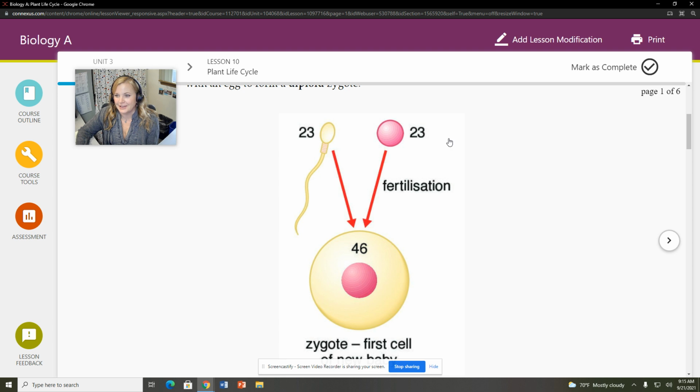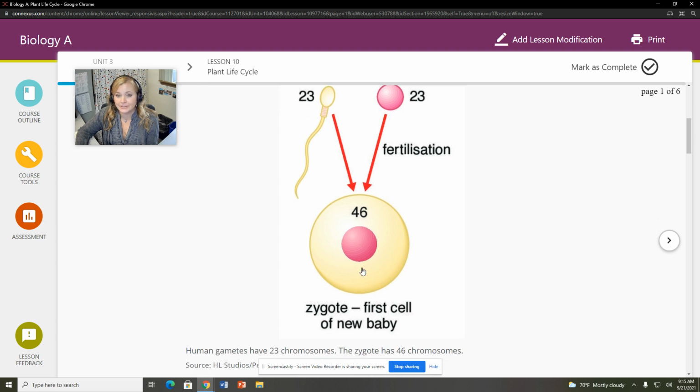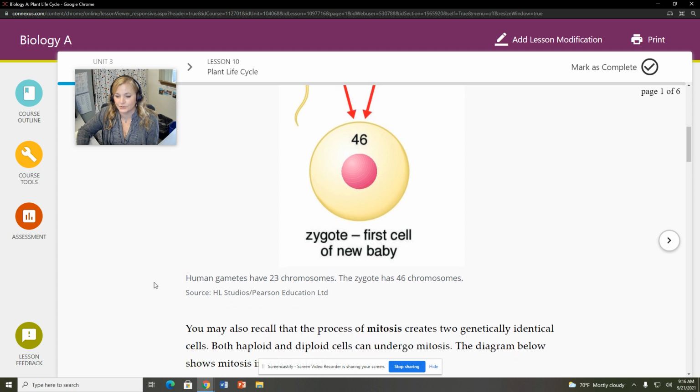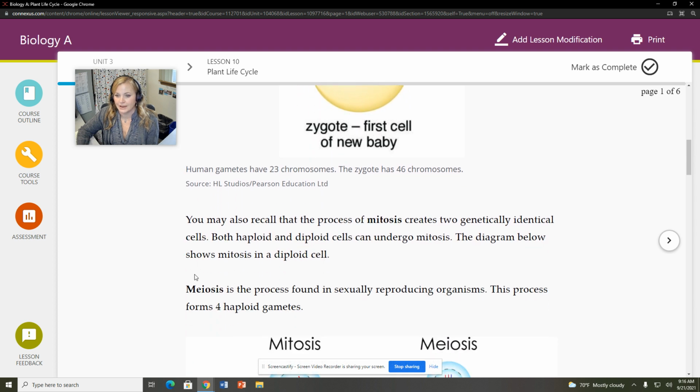So we have our sperm cell and our egg cell, each in the case of humans with 23 chromosomes, fusing together to create a single cell known as a zygote. A zygote is the very first cell of a new baby. That zygote will go on to divide using mitosis, not meiosis, and make more copies of itself. It will start to differentiate into different types of cells, and then a new organism will eventually arise from that first cell known as a zygote.